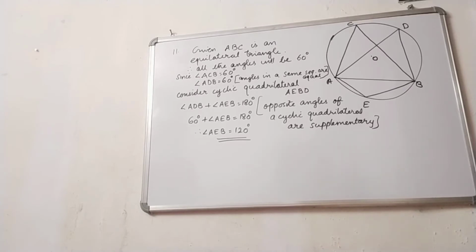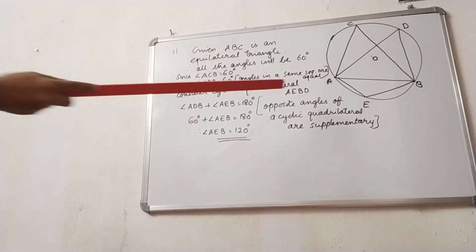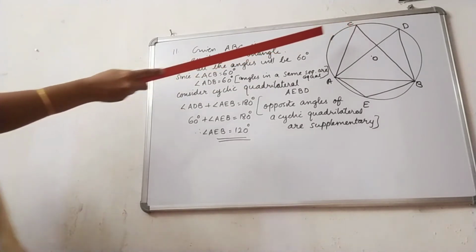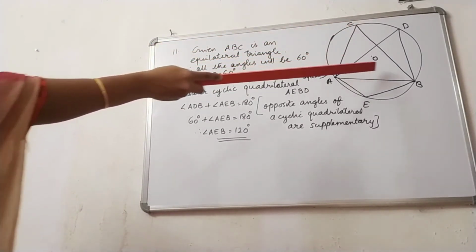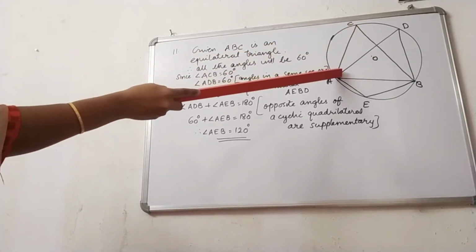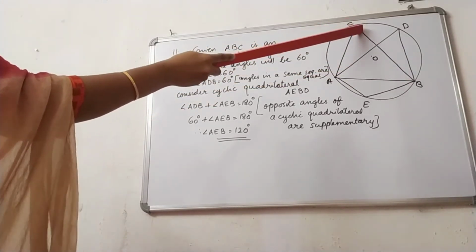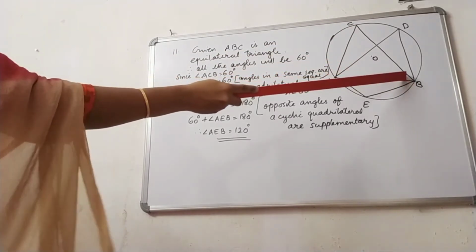Next question number 11. In the following figure, O is center of the circle and triangle ABC is an equilateral triangle. We want to find out angle ADB and angle AEB. So given ABC is an equilateral triangle. So all the angles will be 60 degree. That is this angle A, here B and here C. Each angle will be 60 degree.